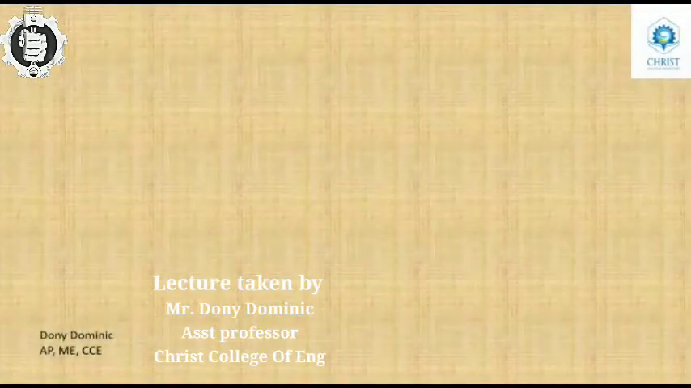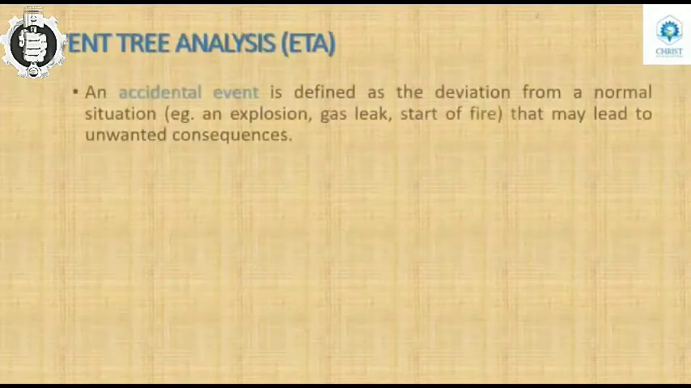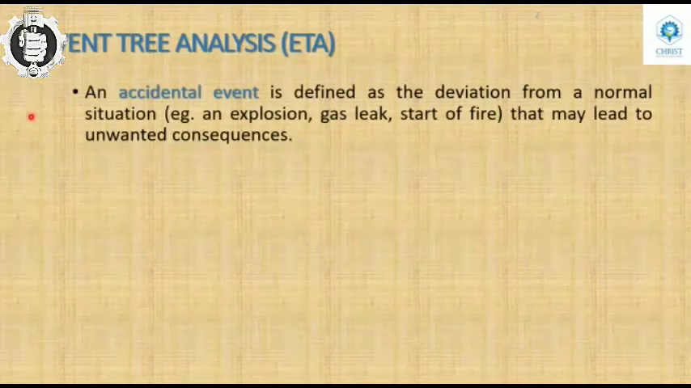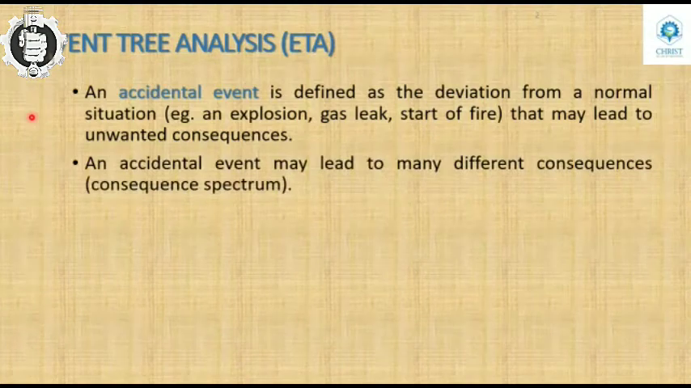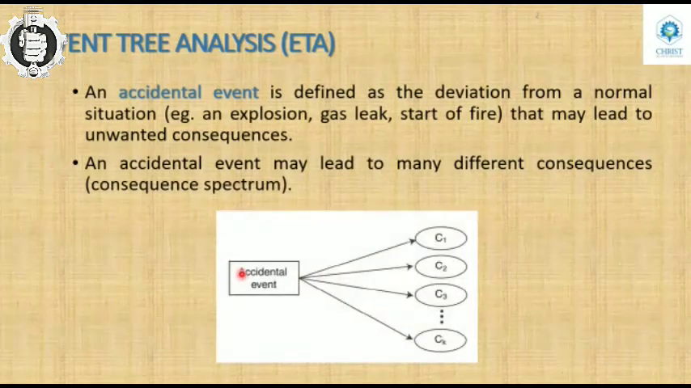The next lecture is on the event tree analysis. An accidental event is defined as a deviation from a normal situation, which means an explosion, gas leak, start of fire, etc. It may lead to unwanted consequences, like a large explosion. An accidental event may lead to different consequences, so it may result in consequence C1, C2, C3, etc.